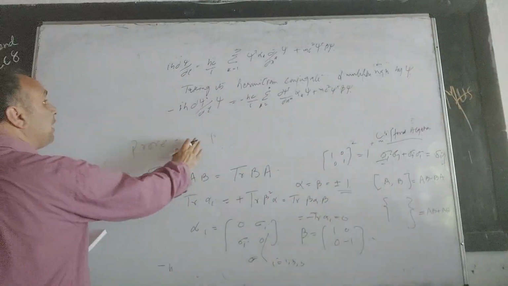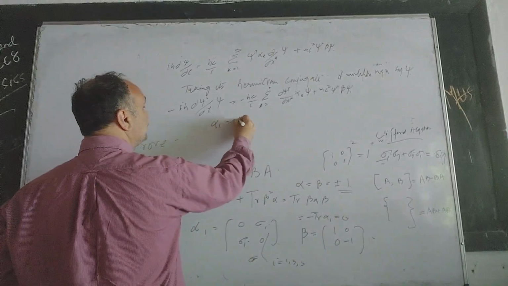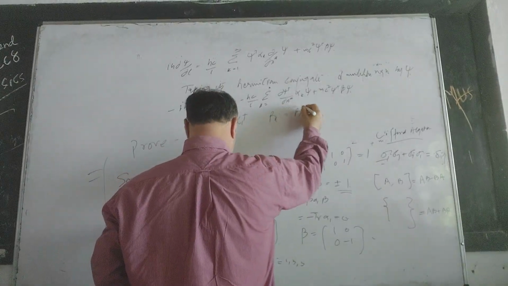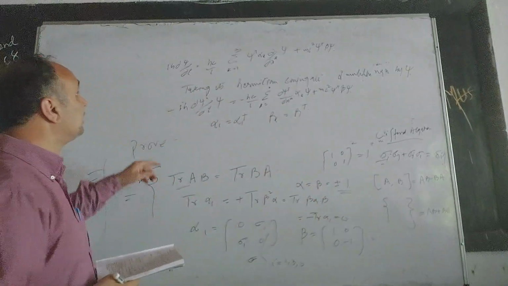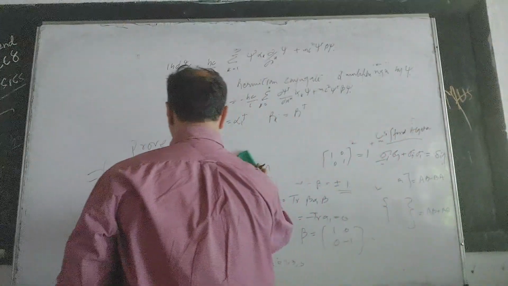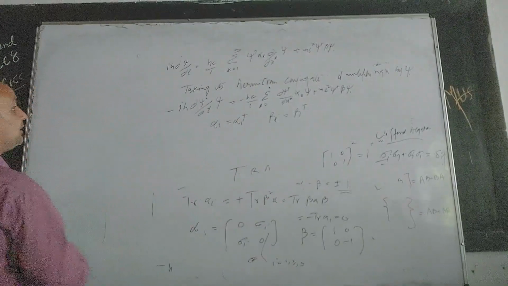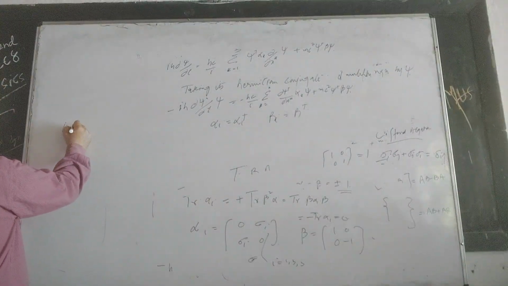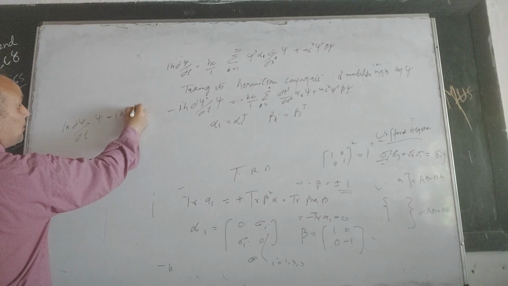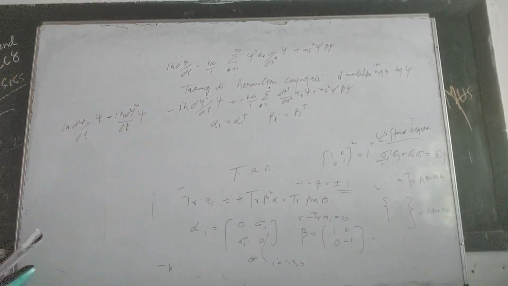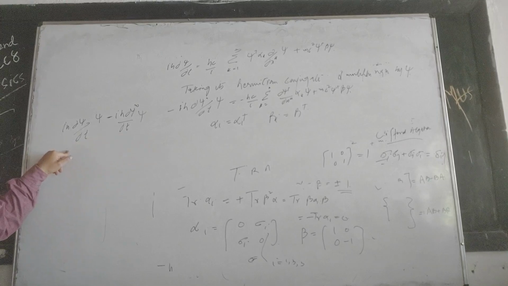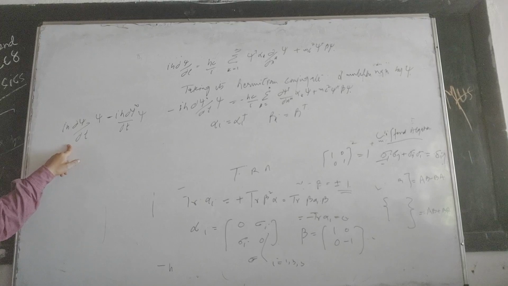If the Hermitian conjugate of alpha i is alpha dagger, and beta i is equal to beta dagger, then if you subtract this from this, it will basically come out to be iota h d psi by dt psi minus iota h d psi star by dt psi. If you remember, last time the Schrödinger equation form came out as an equation of continuity form.